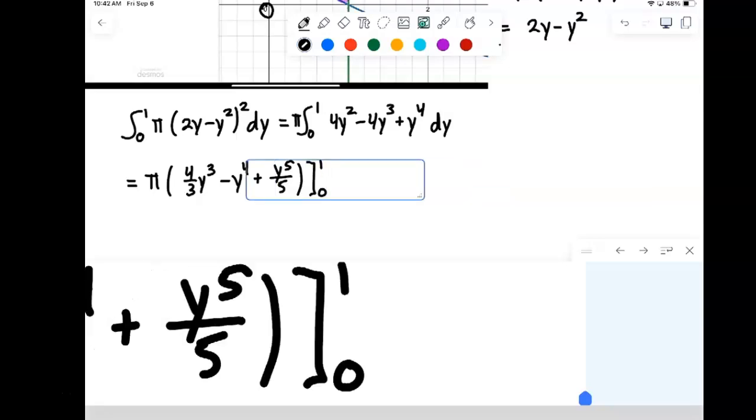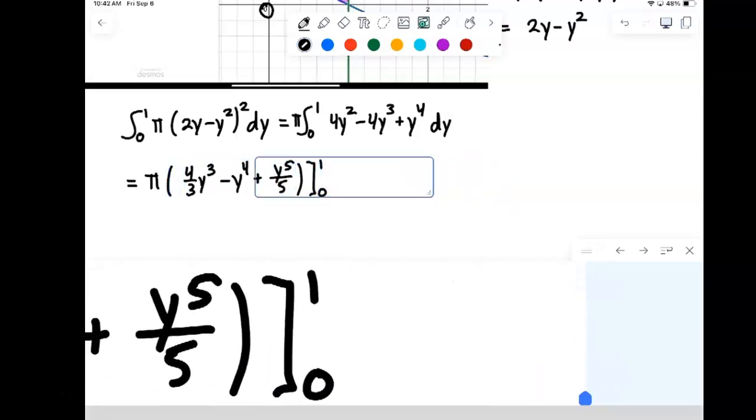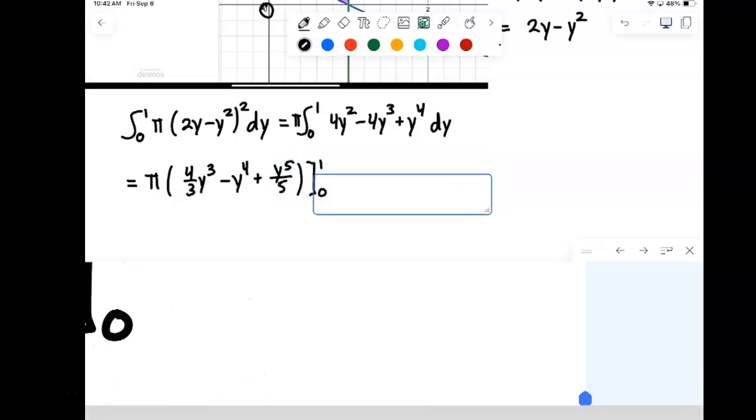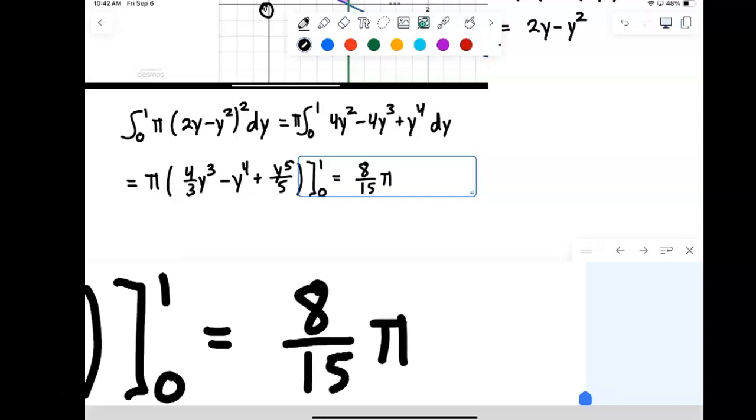And so then we do that computation. Plug in 1, you're going to have 4/3 minus 1 plus 1/5. Plug in 0, it's all going to be gone. When we simplify that computation, we will have 8 over 15 pi. The volume of this solid here is 8 over 15 pi.